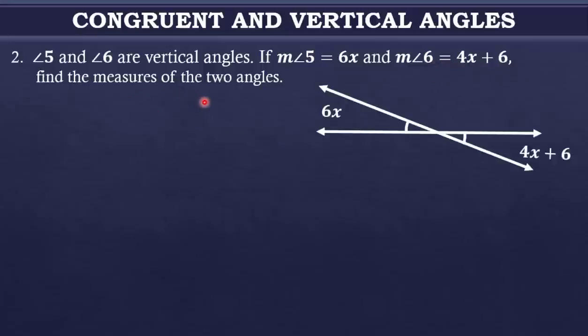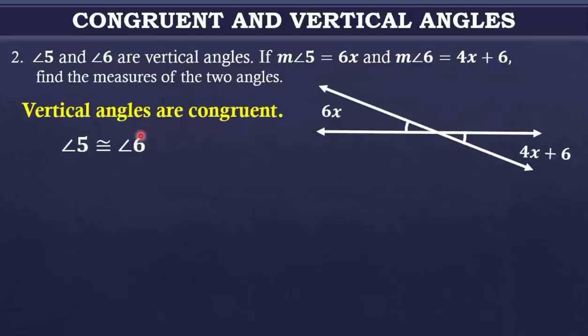So, let us draw the figure. Okay, so this is your angle 5, which is 6x, and this is your 4x plus 6. So, again, opposite sila. Okay, pinagtapat ko sila dahil vertical angles. Okay, so this is 6x, this is your angle 5, this is your angle 6. Now, so apply natin yung concept ng vertical angles are congruent. So, therefore, angle 5 is congruent to angle 6. So, if they are congruent, therefore, they are also equal. Okay? So, the measure of angle 5 is equal to the measure of angle 6.